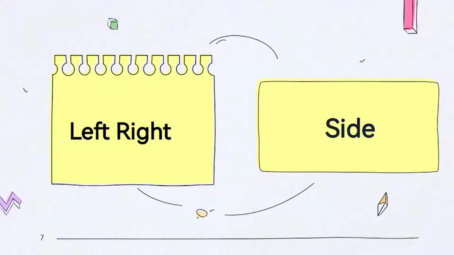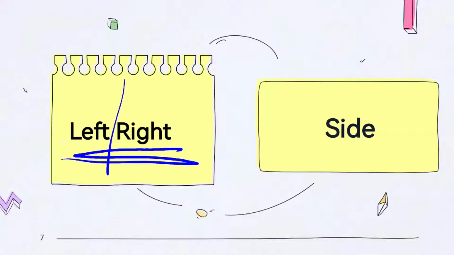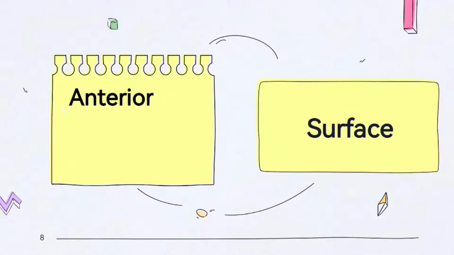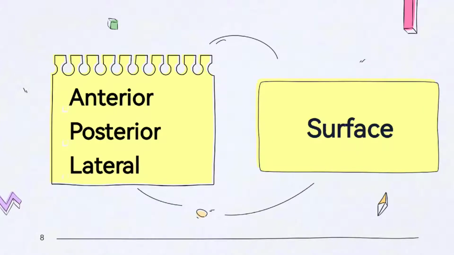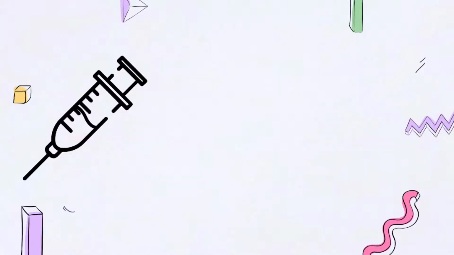Then you have your side. Side is basically your left and your right. And then you have your surface, which is anterior, posterior, and lateral. This is very common for your upper extremities and your lower extremities.